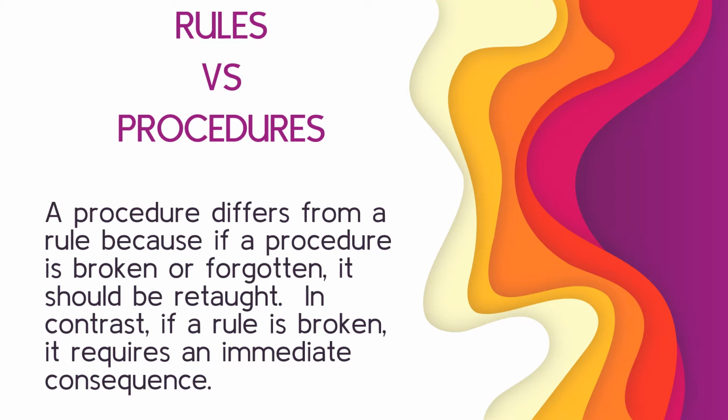Rules versus procedures. A procedure differs from a rule because if a procedure is broken or forgotten, it should be retaught. In contrast, if a rule is broken, it requires an immediate consequence. A rule must be followed and can be more vague or general. A student shouldn't be issued a consequence for violating a procedure unless insubordination is involved in the act.